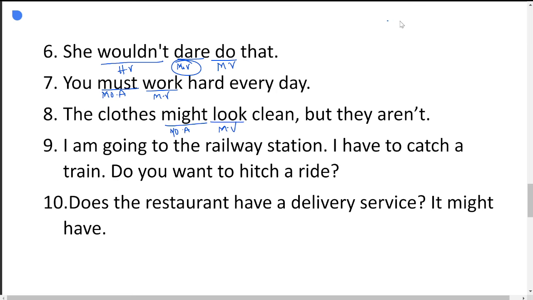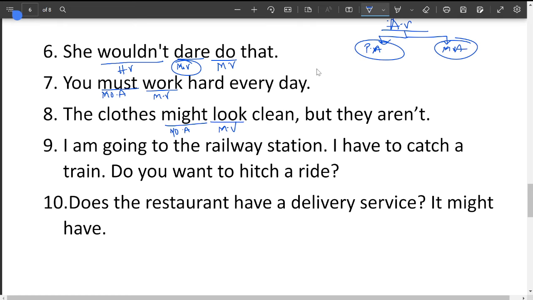See, auxiliary verbs are of two types. One is primary auxiliary, another one is modal auxiliary. So these two can be called auxiliary verbs, helping verbs. So if I mention either of them, you have to consider that one only.